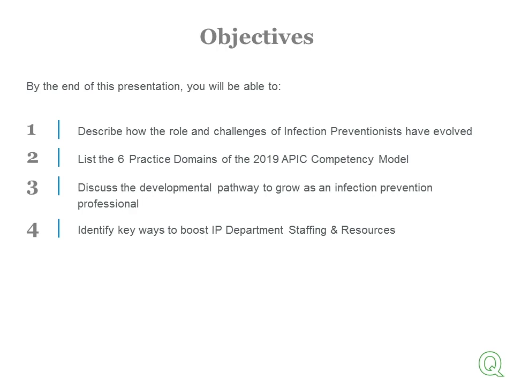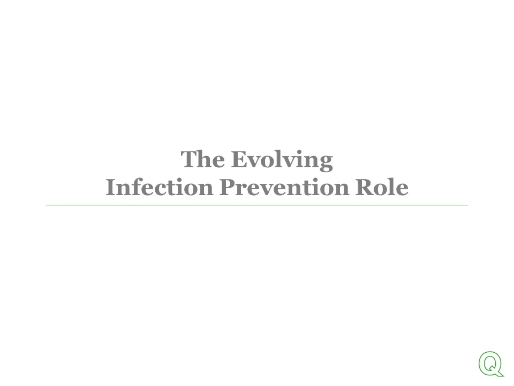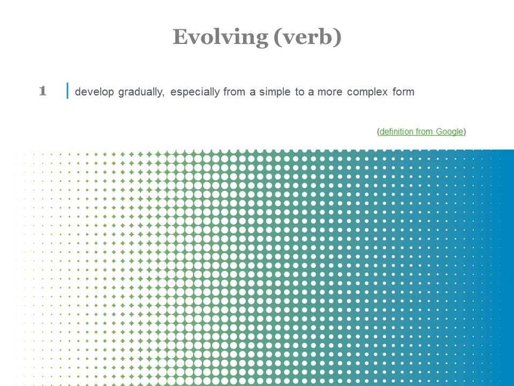So let's move on. We are going to begin by looking at the emergence of infection prevention and how that role has evolved. Evolving means to develop gradually from simple to more complex form. As we look at how infection prevention has changed over the years, it's clear that the role of the infection preventionist has become more multifaceted and involved. Let's rewind and look at the early years of infection prevention as it began to emerge.